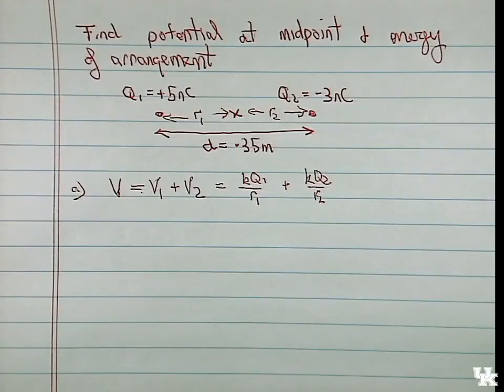So I plug in the two charges, one's positive, one's negative. I plug in the two distances. They're both 0.175 meters, which is half of 0.35 meters. And I plug in the Coulomb constant, 9 times 10 to the 9 newton meter squared per coulomb squared. I'm saying all that because I'm going to avoid writing it here because we wouldn't be able to read it anyway.